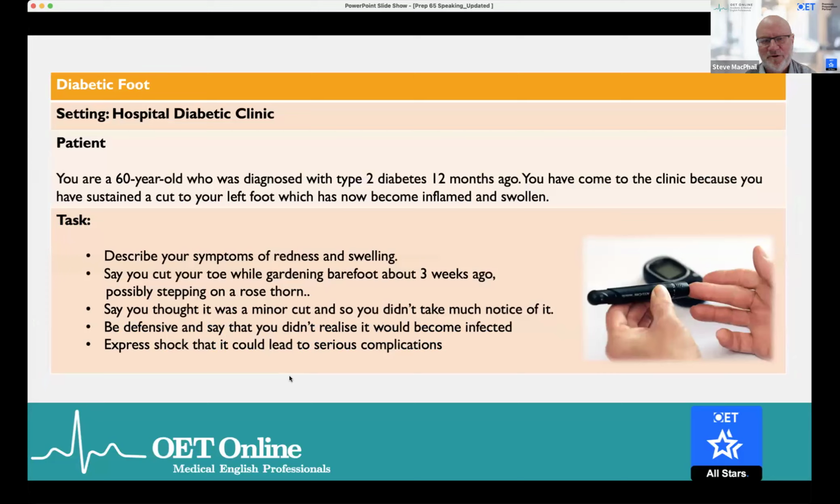Right, now I'm going to give you an example. So this is a diabetic foot one, and we're going to have a little bit of a dialogue. So we've got a patient, they're 60 years old, they've got type 2 diabetes, and they've had it for about 12 months.